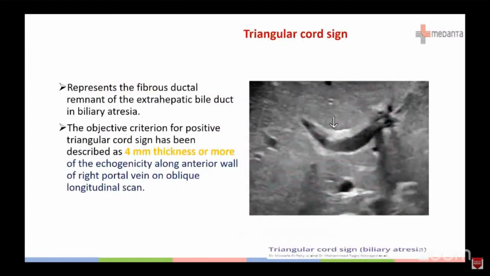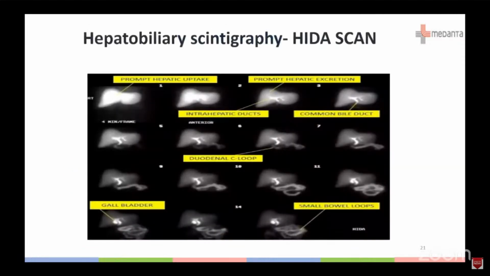So this is a picture showing a triangular cord sign. Basically, it's a 4 millimeter thick fibrous cord which we get along the anterior wall of the right portal vein on the oblique longitudinal scan in the USG. And this triangular cord represents the fibrous ductal remnant of the extrahepatic bile duct in case of biliary atresia.